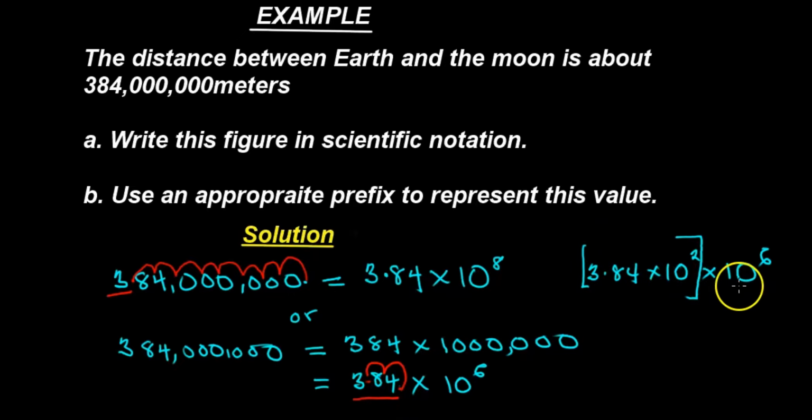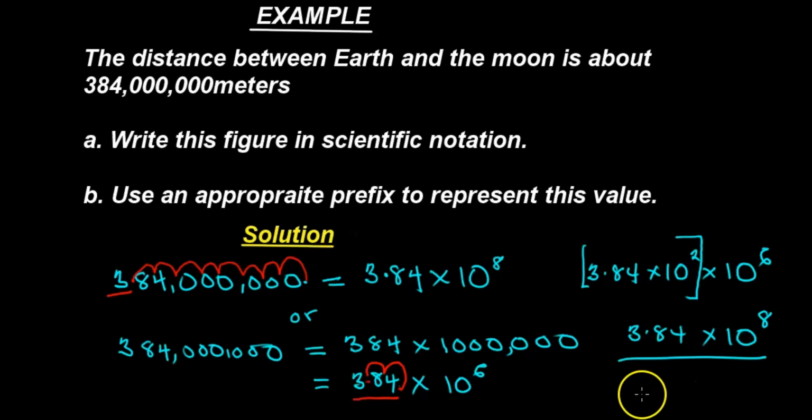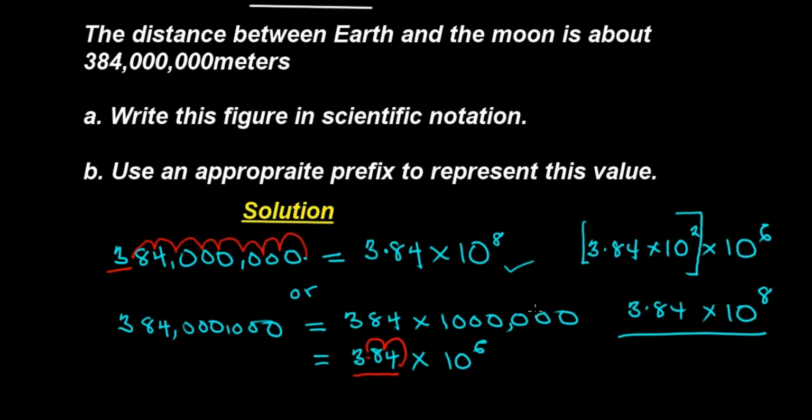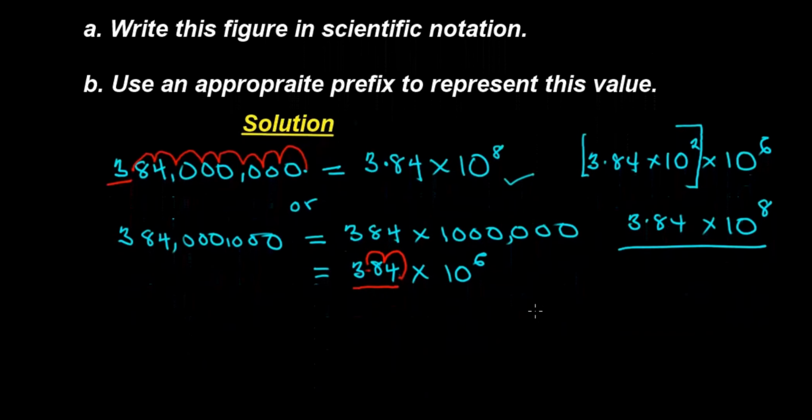So from the law of indices, since we have 10 here and 10 here, we just add the powers. So you are going to get 3.84 times 10 exponent 8, and we have the same answer. You see how long this one looks, but this one looks much easier. Now the next question said we should use an appropriate prefix to represent this value.